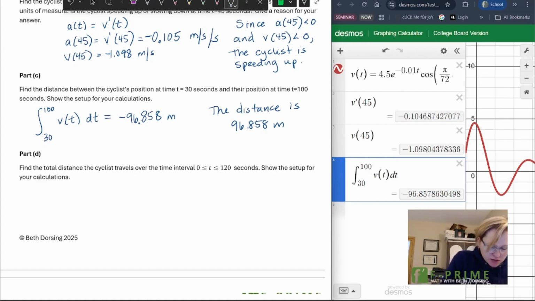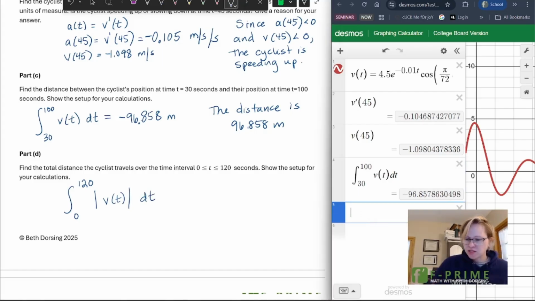And so my setup is going to look like this. I'm going to have another integral because I want total distance. And when I integrate velocity, I get meters. I get the change in position. So I'm going to integrate, but I'm going to integrate the absolute value of velocity.